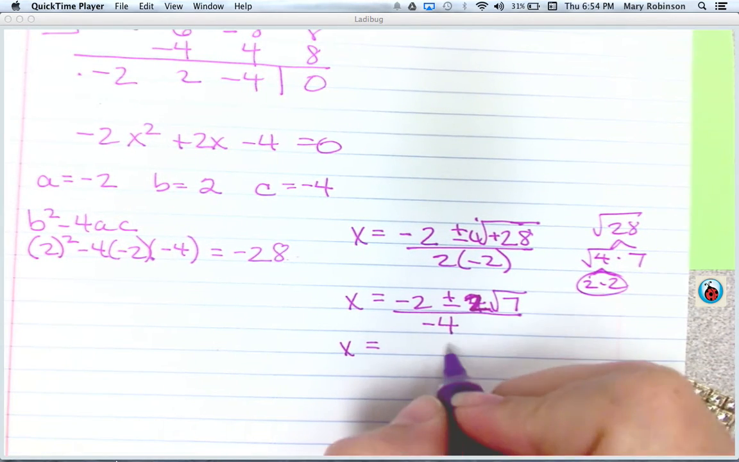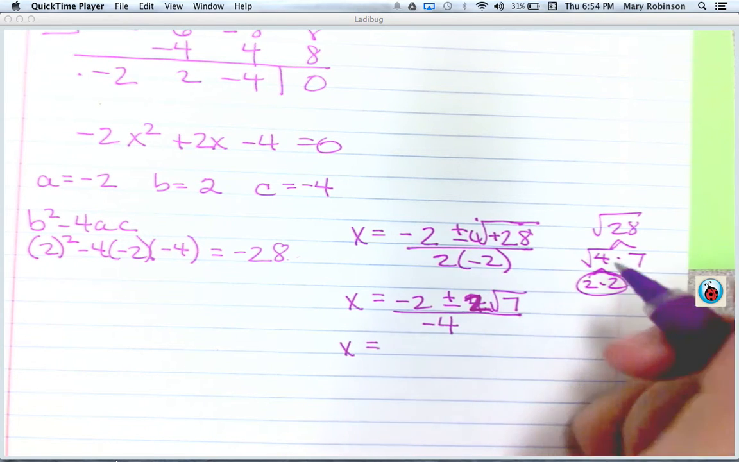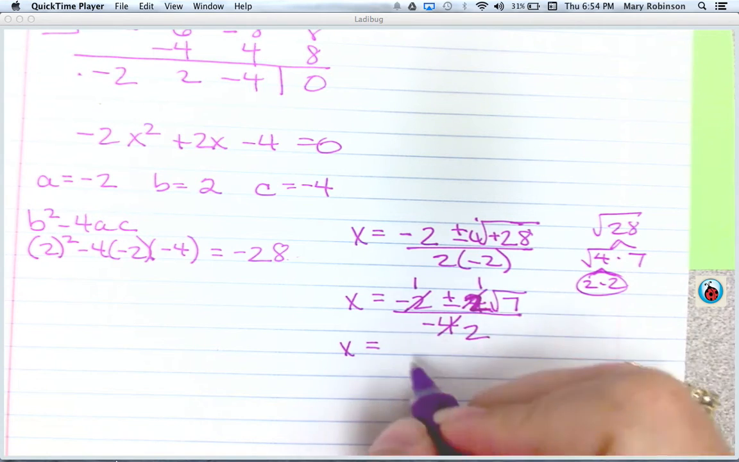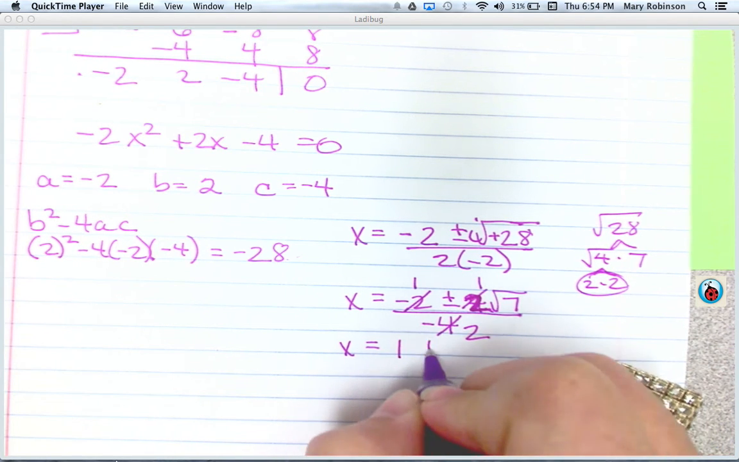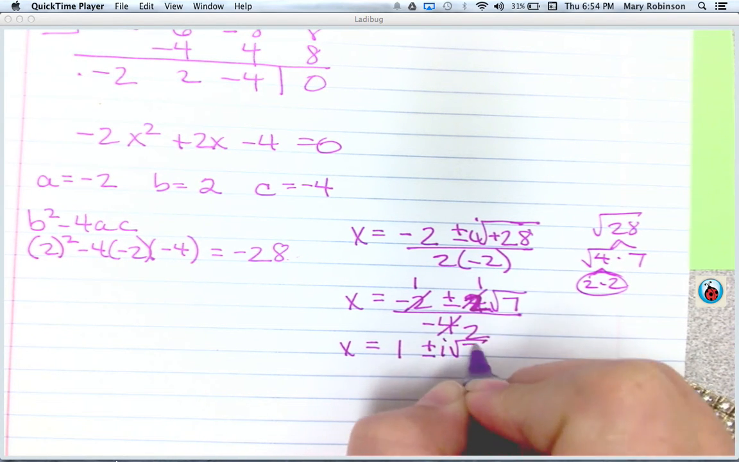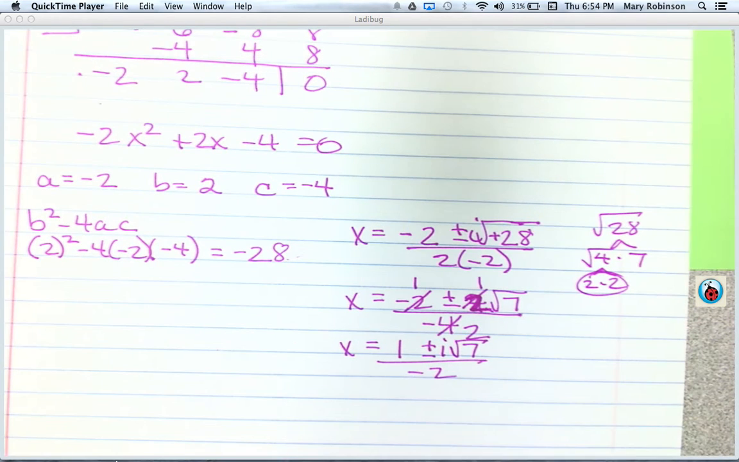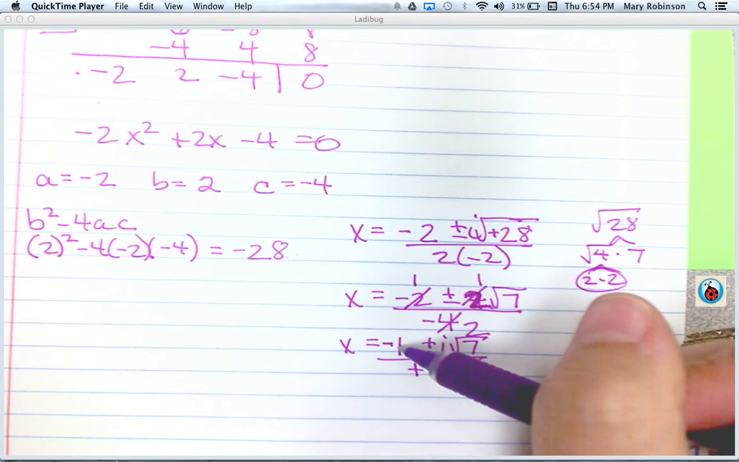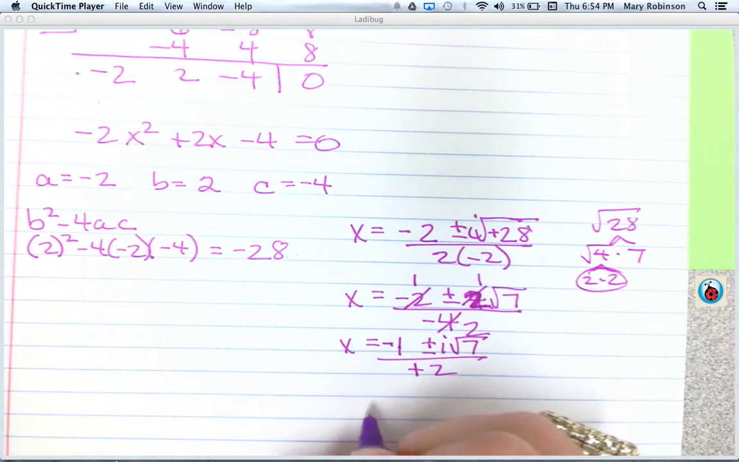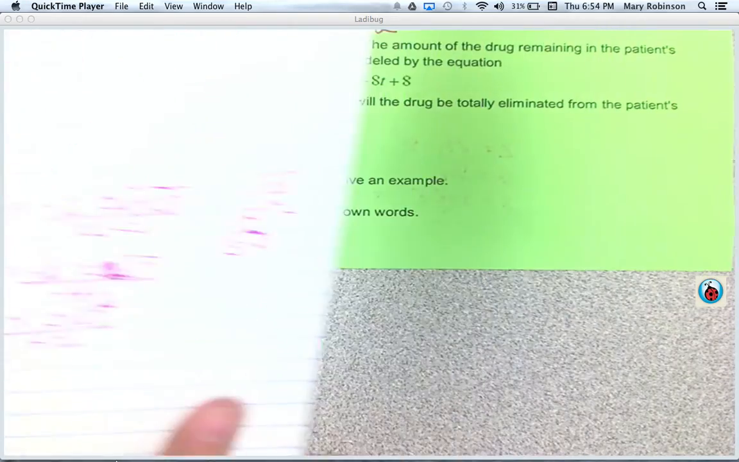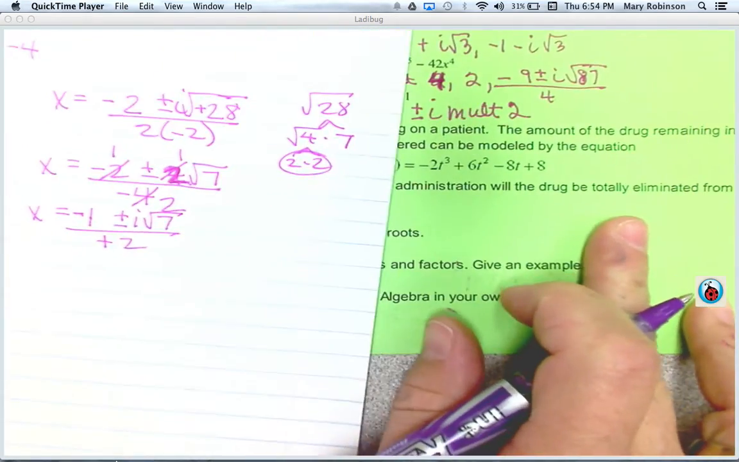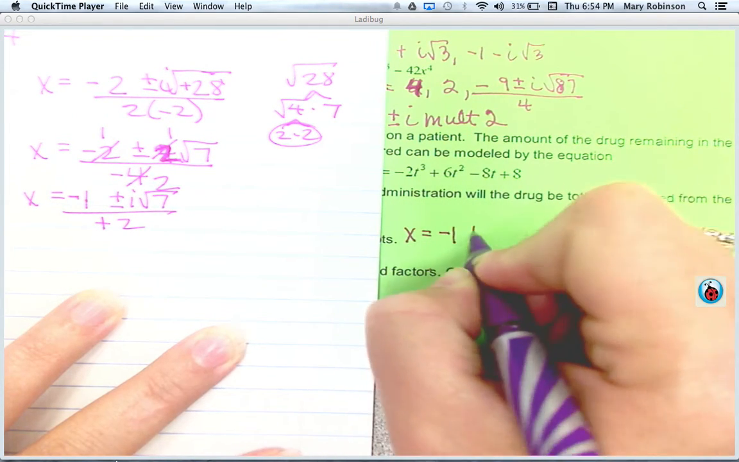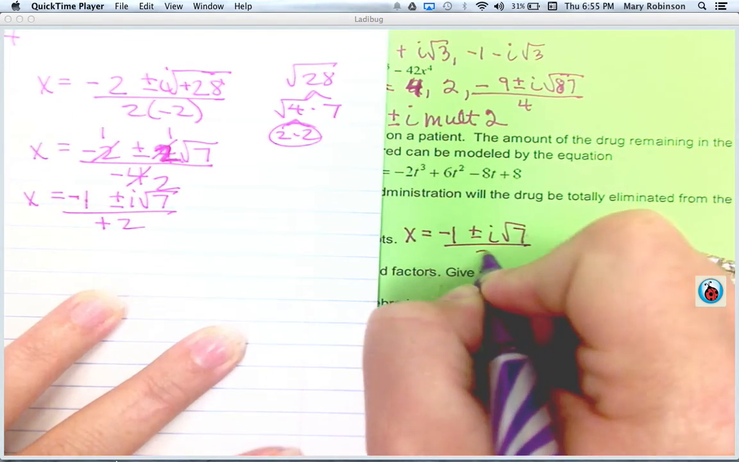Please make sure you simplify this. All these are divisible by 2. So that's 1, 1, and 2. But remember I taught you, if you write it out, 1 plus or minus i square roots of 7 over negative 2, that you actually switch your signs. So that would be plus, and that would be negative. Just think of it as it was a positive divided by negative, which is negative. So our final solution here would be x equals negative 1 plus or minus i square roots of 7 all over 2.